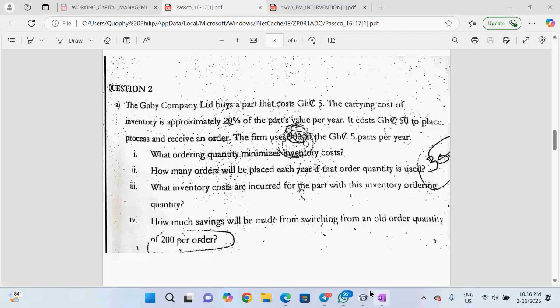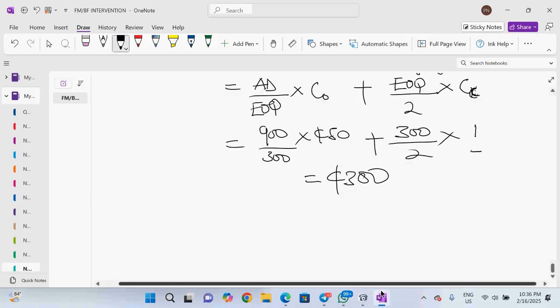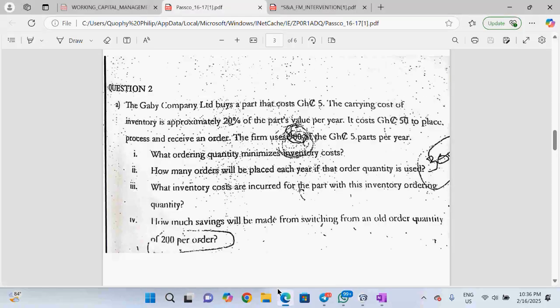Now look at this. They are giving you an order quantity of 200, and an order quantity of 100, to determine cost too. It's like the first one that we did, when they gave us various order quantities, 500, 750, to determine each cost. If you determine each cost, you compare it to the EOQ.